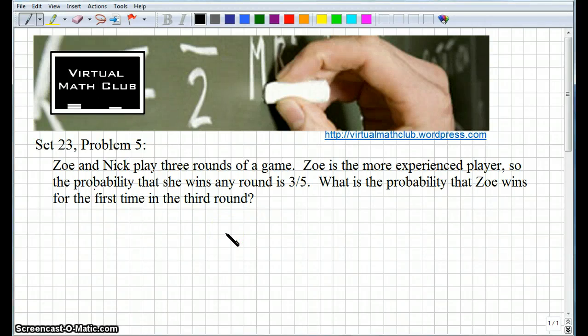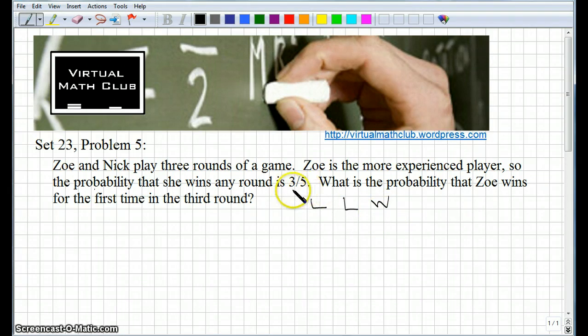Problem number 5. Zoe and Nick play 3 rounds of a game. Zoe is the more experienced player, so she has a probability of winning of 3/5. And the question is, what is the probability that Zoe wins for the first time on the 3rd round? Okay, so Zoe loses the first game, she loses the second game, and then she finally wins the 3rd game.